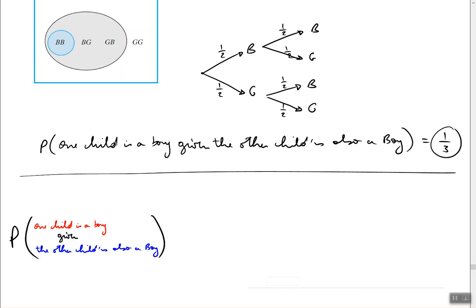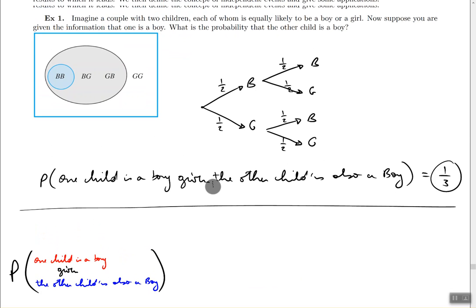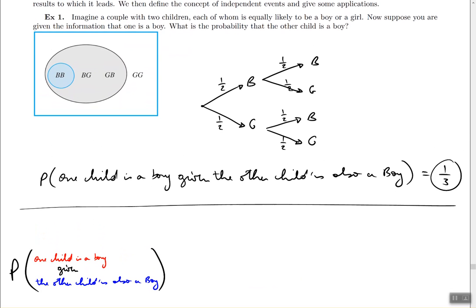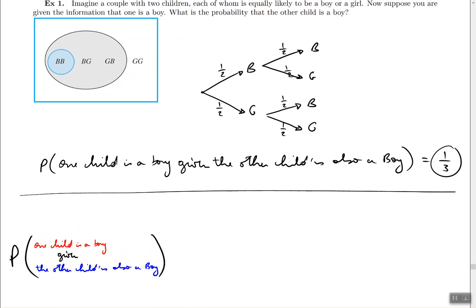I can interpret the question that they asked as follows. Since they want the probability of one other child to be a boy, given that the other child is already a boy, I'm going to call it the probability of one child is a boy in red, and the probability of the other child is also a boy in blue. So basically those are my two events. One of them is red, one of them is blue. And I'm looking for a conditional probability. So I'm looking for the probability of one child is a boy given that the other child is a boy.